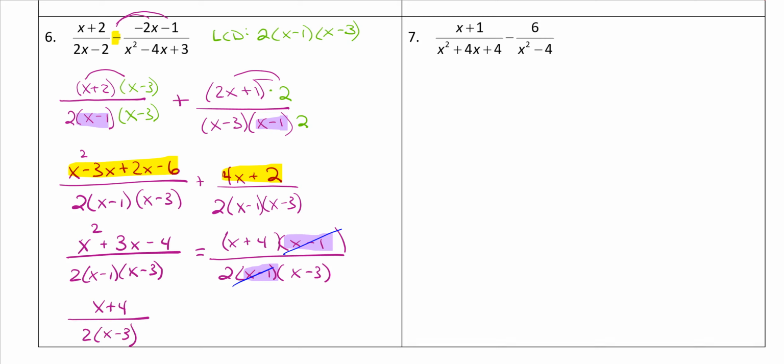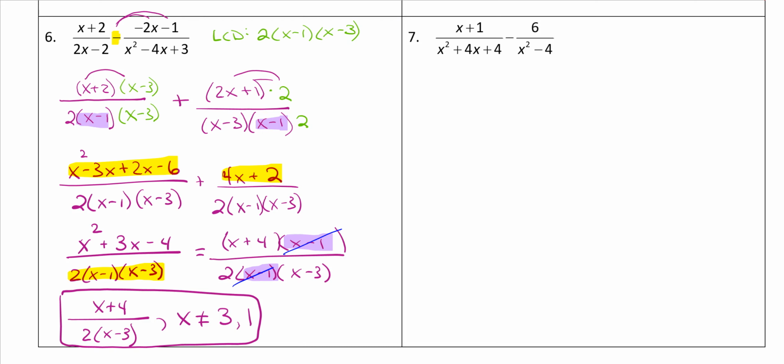Now again, we're going to include what x cannot equal. So in this case, x cannot equal, of course, 3, but it also cannot equal 1 from our previous denominator. So make sure you include both of those. And that right there would be our answer. So I'd like for you to go ahead and try number 7, see what you can do with it, and then turn the video back on.